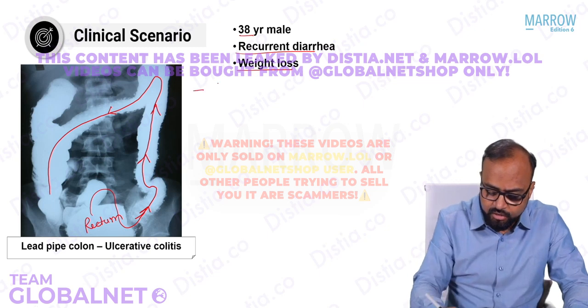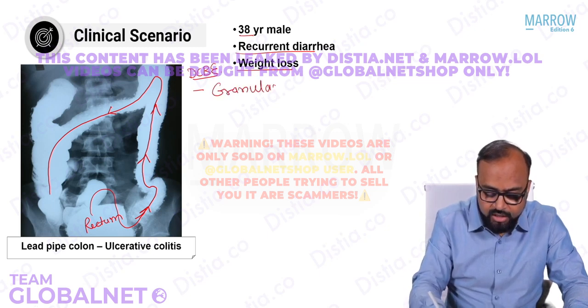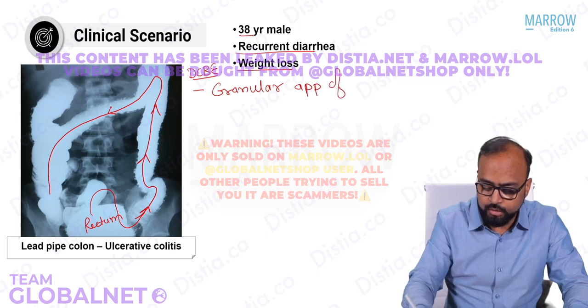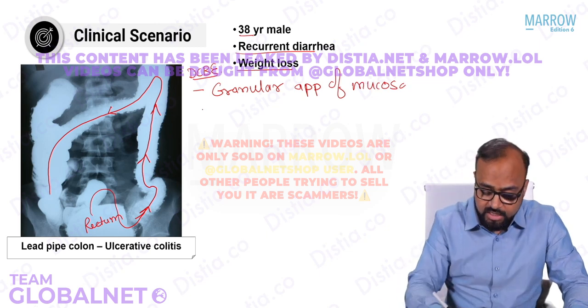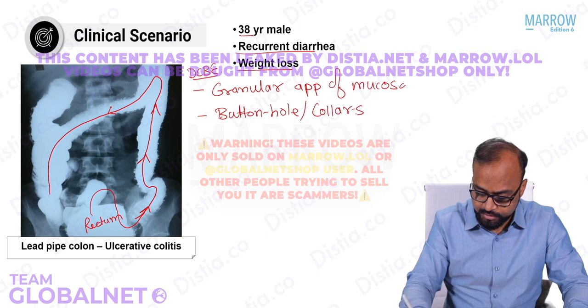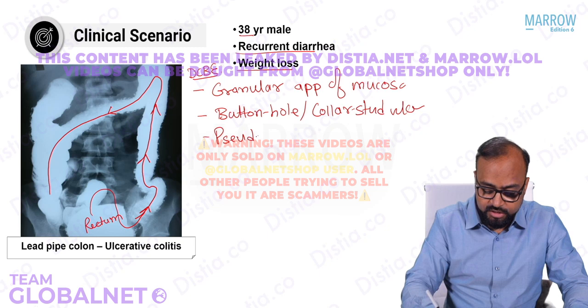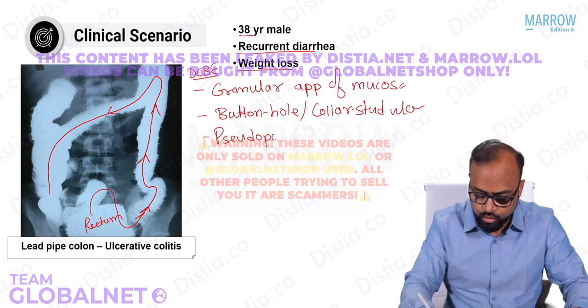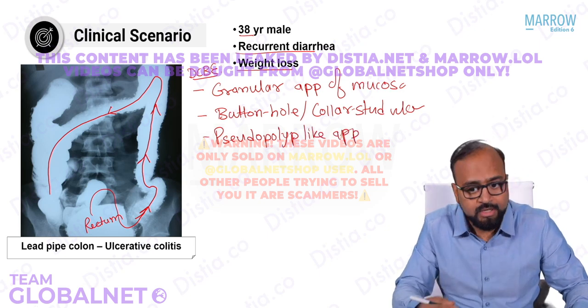In the early stages, on double contrast barium enema, the earliest finding is usually the granular appearance of mucosa. There could be various ulcers, called buttonhole ulcers or collar stud ulcers. There is also a pseudopolyp-like appearance, which is created because of the ulceration of the mucosa.